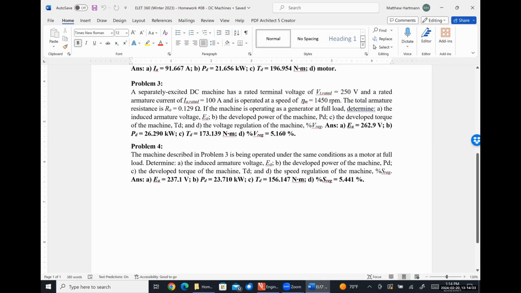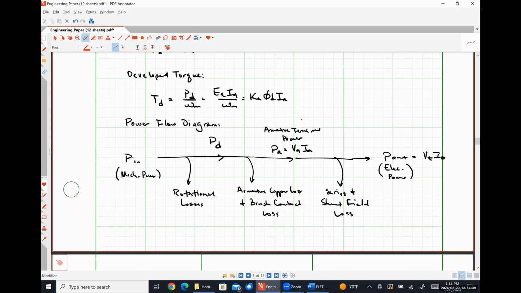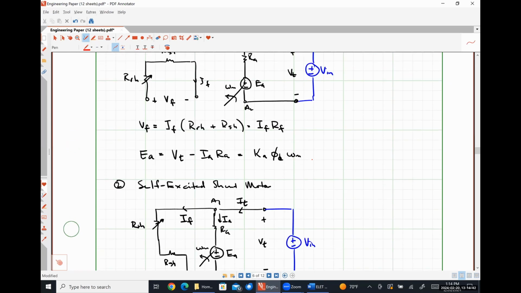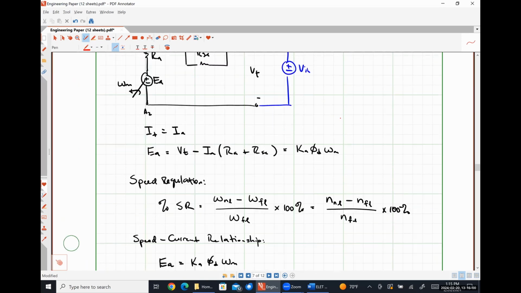In problem 4, similar thing, except that now the machine is being operated as a motor. Once again, it's a separately excited machine. So finding the exact same quantities except for part D, if we scroll down here to our DC motors, here is the relationship that I would use to solve for EA. EA times IA is my power. Divide that by omega M to find my torque, and then my speed regulation.